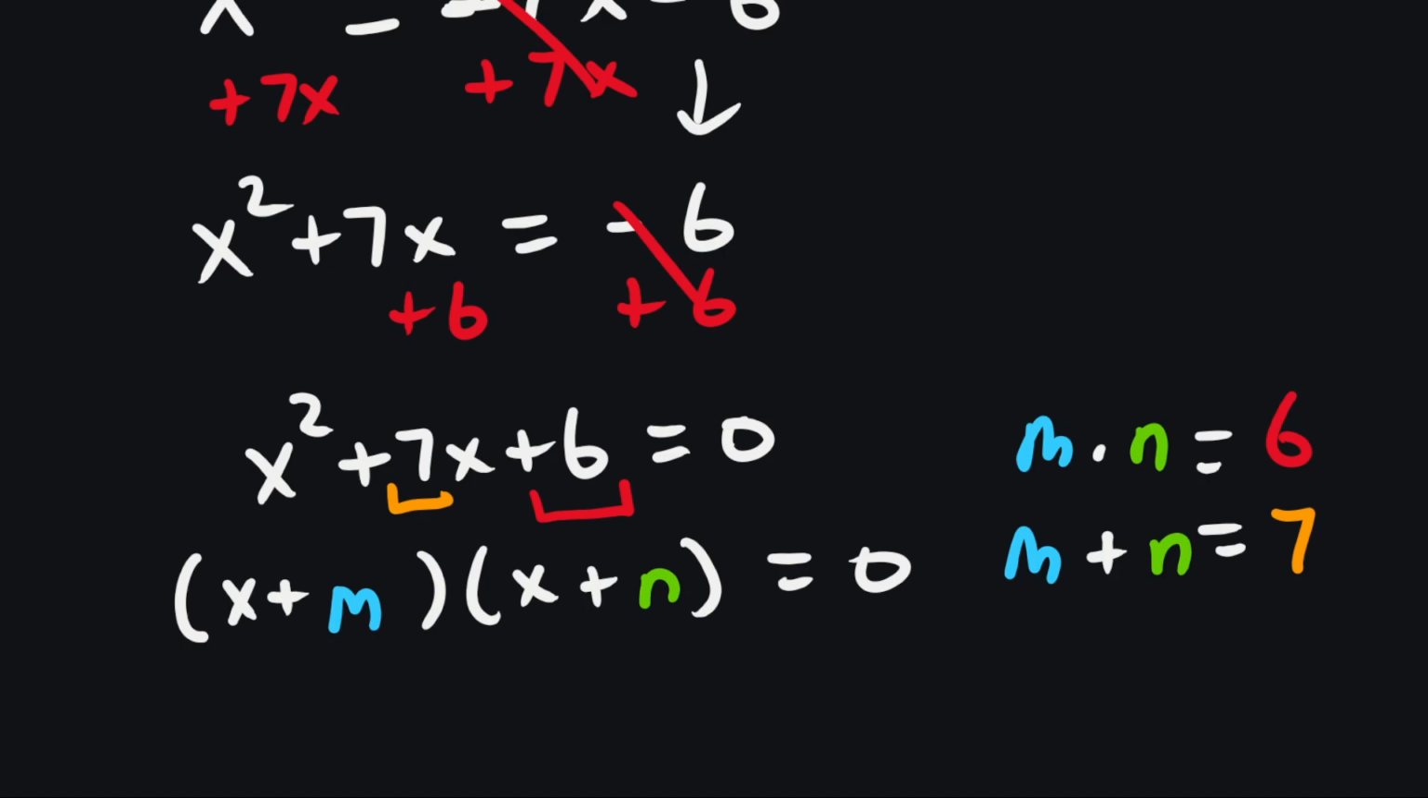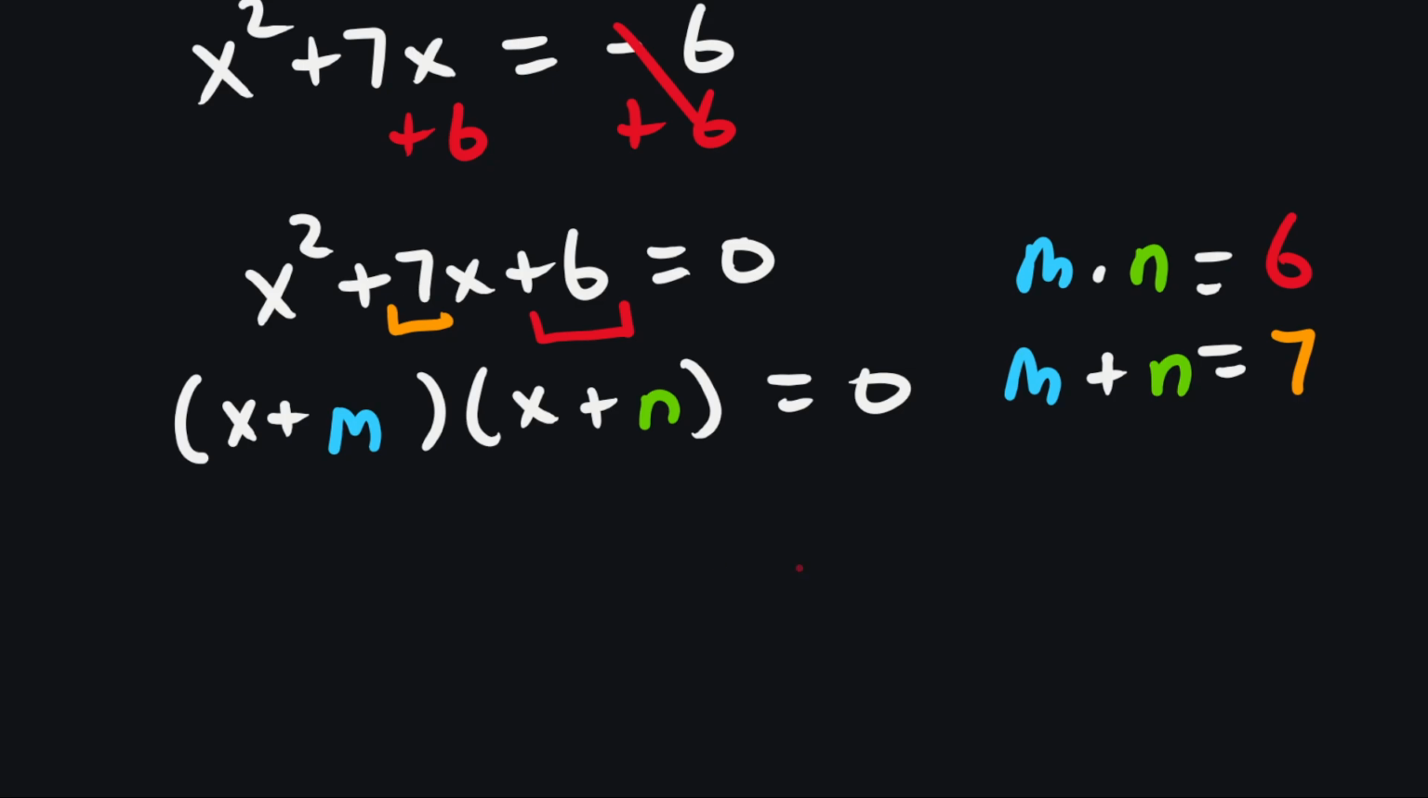Okay, so to figure this out, let's take a look at 6, our c term. So what is 6 equal? What are some numbers we can multiply? Well, 6 can be written as 6 times 1. It can also be 3 times 2. Okay, let's try these numbers.